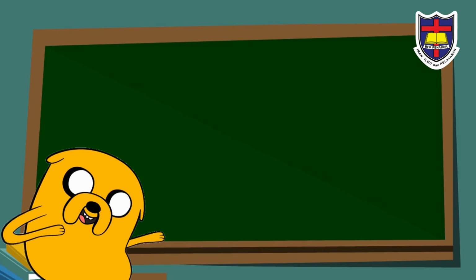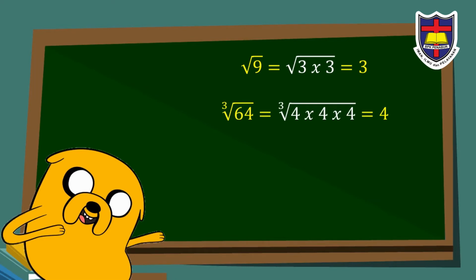So now we will see about the fractional exponent. Now if I have square root of 9, 9 is equal to 3 times 3. So square root of 9 equals 3. And then if I have third root of 64 or cube root of 64, 64 is 4 times 4 times 4, or 4 to the power of 3. So the third root of 64 is equal to 4.